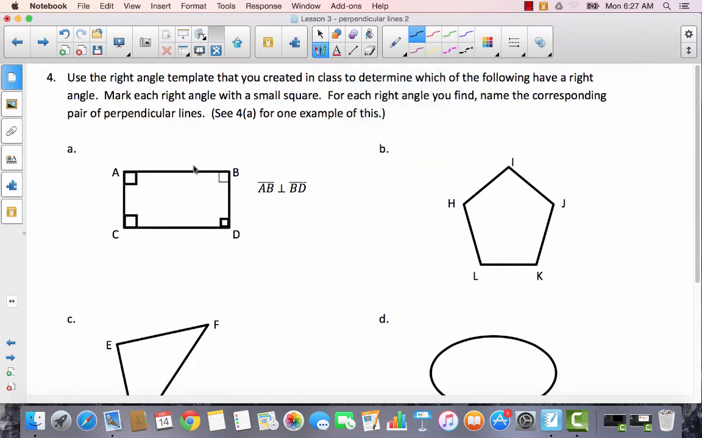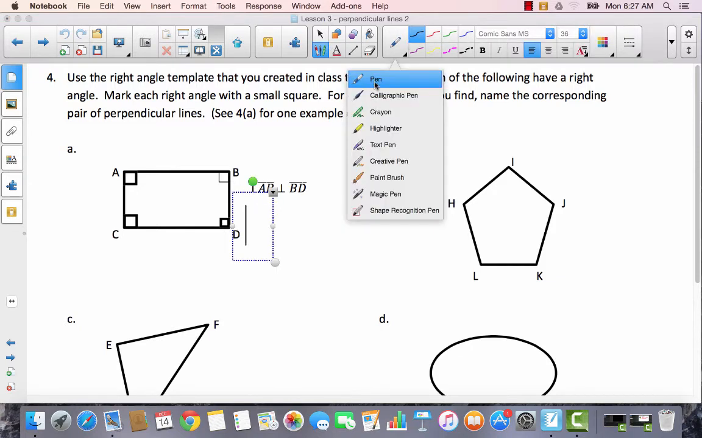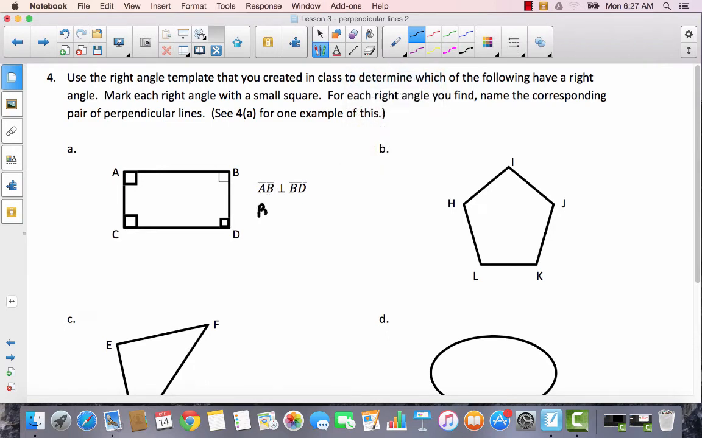So AB is perpendicular to BD, and line segment BD is perpendicular to line segment CD, because these two form a right angle. And then line segment CD is perpendicular to line segment AC. This line segment is perpendicular to this line segment. And then line segment AC is perpendicular to line segment AB. Okay, let's take a look at B over here.